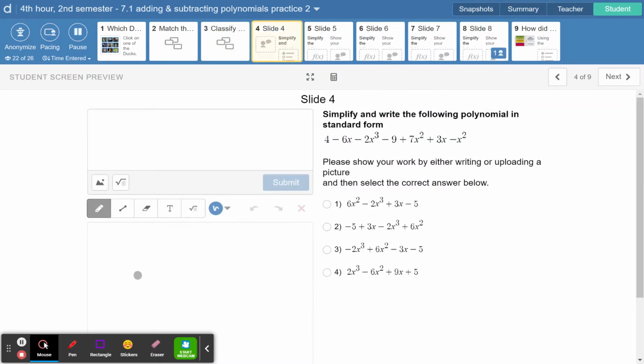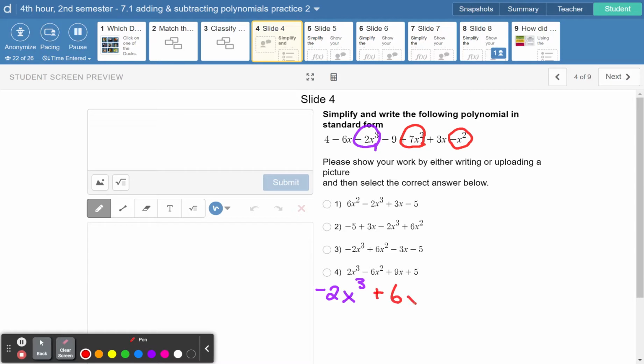Now, slide number 4, you want to color code, and you want to look and see the biggest exponent. So here, the biggest exponent I have is negative 2x to the third, because the exponent's 3. There are no other exponents to the third. There's no x to the 3. If there was, we would combine them. Then we go down the line. We look at the exponent, x to the second power. I have another x to the second power, so now we can combine them. It says 7 minus 1, so that's a positive 6, and then x.